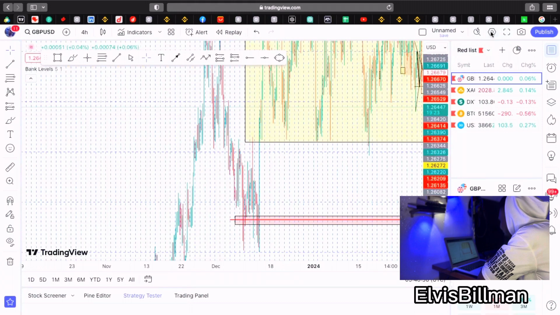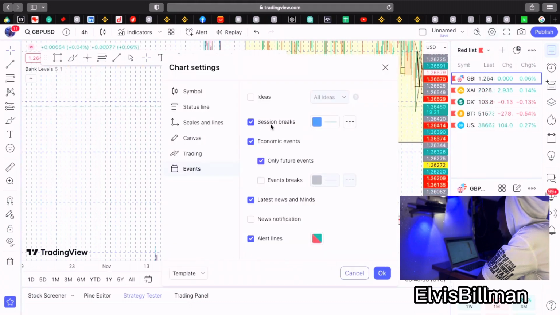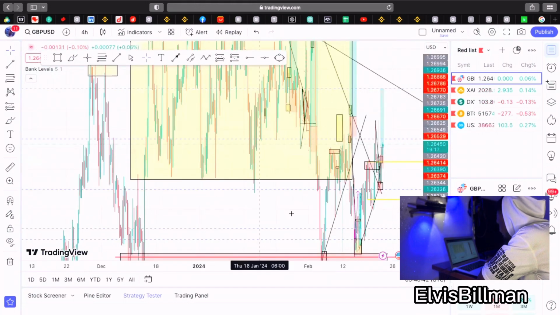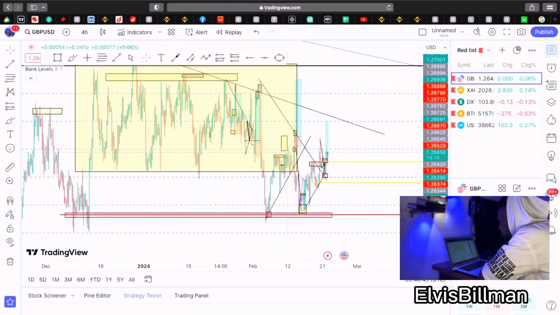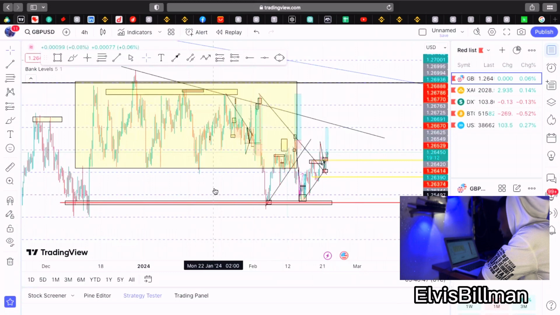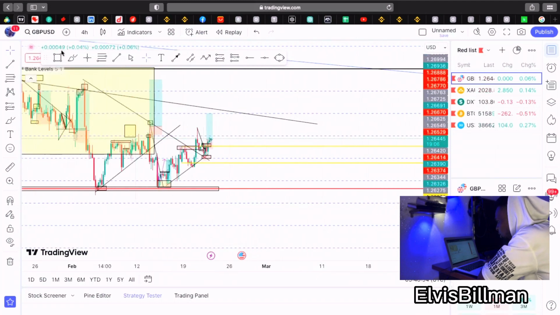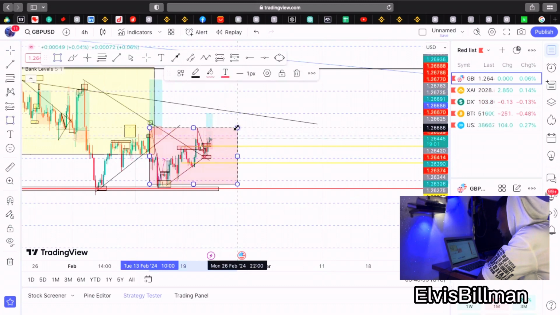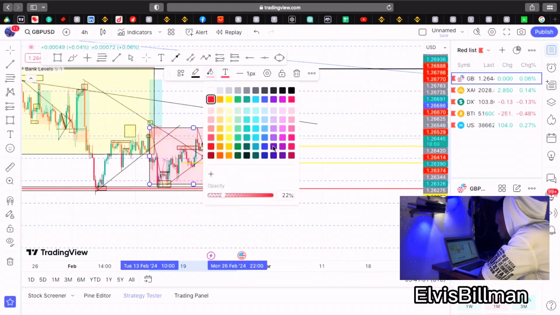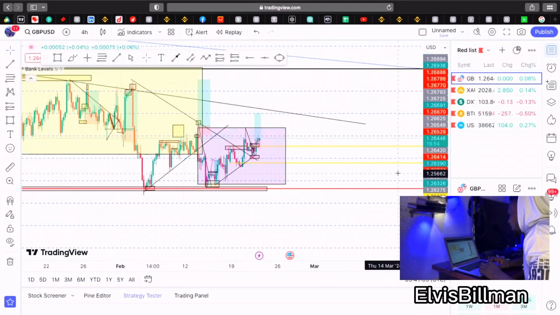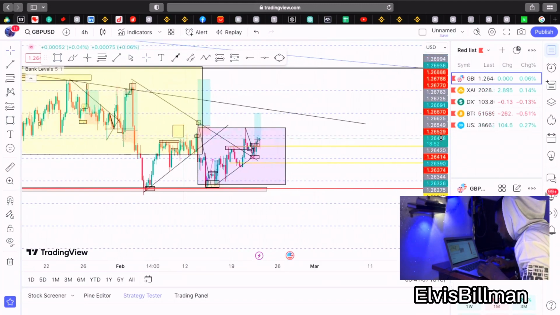So let me make my screen a bit less cluttered. You can see I use trend lines a lot. The place we'll be using as an example, I'm just going to give it a box, and we'll give it color purple. Purple is a very nice color. Now let me zoom out a bit.